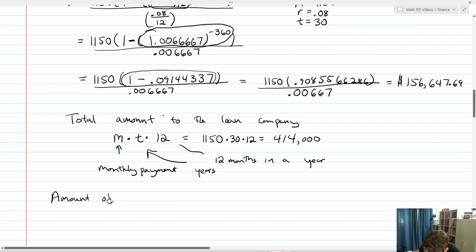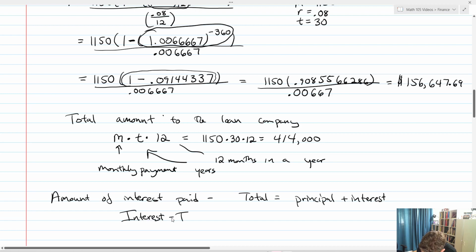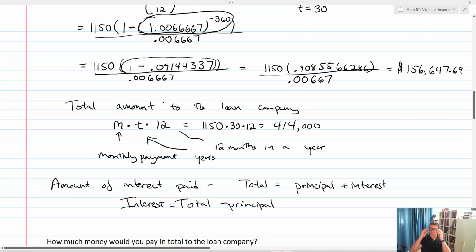All right. So now we want to figure out the amount of interest paid. Well, the total paid to the company is equal to the principal, how much they financed for you, plus the interest. So if I want to find the interest, that's going to be the total minus the principal. We take the total amount we gave them minus the amount they financed for the loan, and everything left over has got to be interest. So that'll be $414,000 minus $156,647.69. We put that in our calculator, and we get $257,352.31.